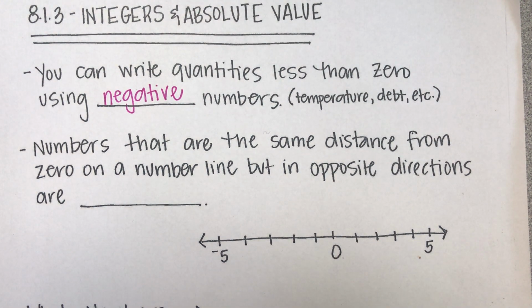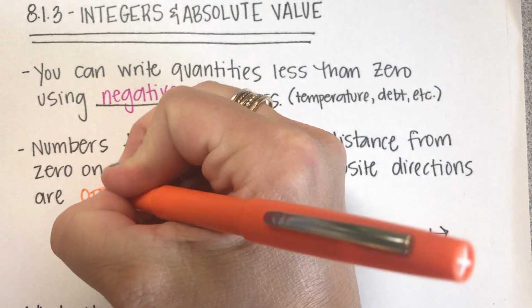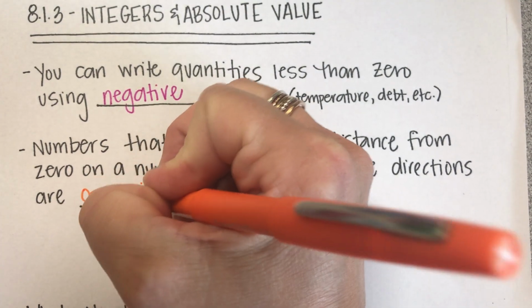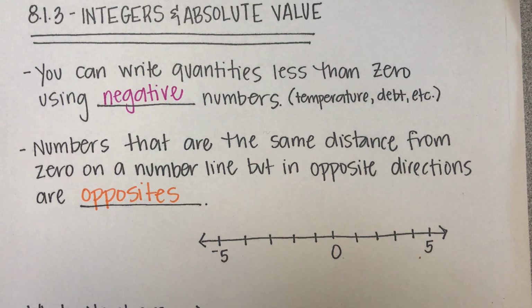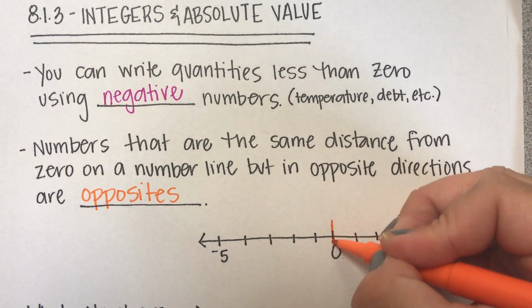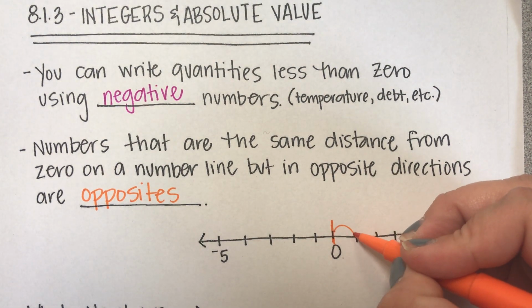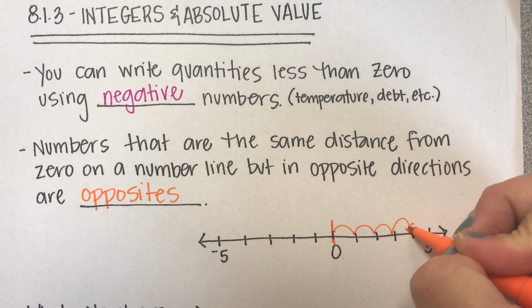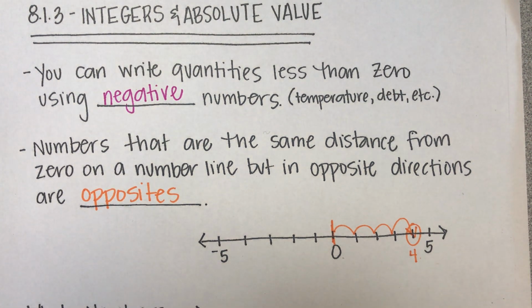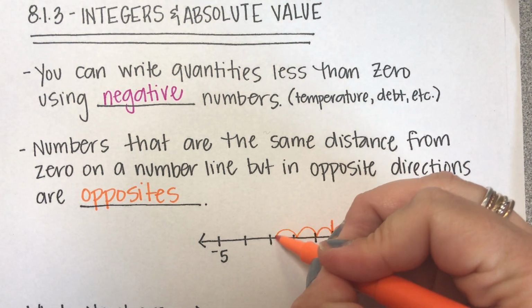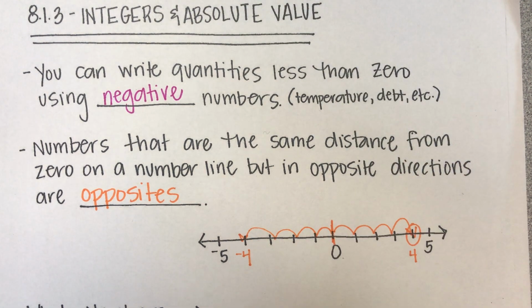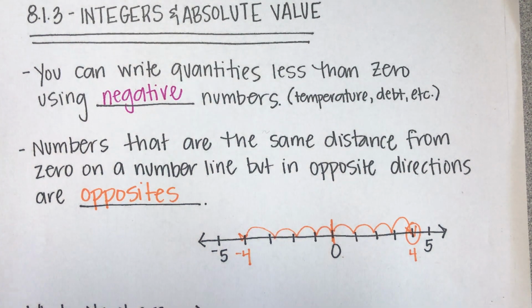Numbers that are the same distance from 0 on a number line, but in opposite directions are, shocker, opposites. Okay, so this is 0, so if I go 4 places to the right, 1, 2, 3, 4, and land right here, I'm on positive 4. Well, what if I go 1, 2, 3, 4 to the left? Now I'm on negative 4. Negative 4 and 4 are opposites because they're the same distance from 0 on a number line but in opposite directions.